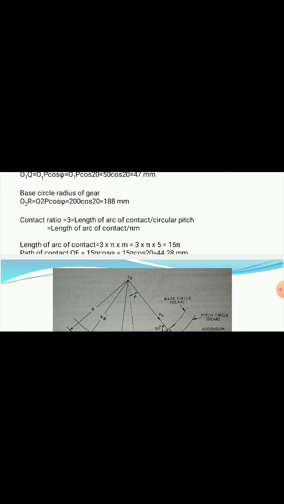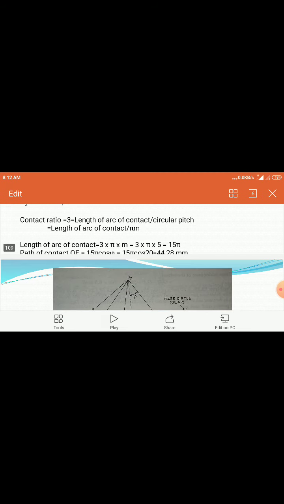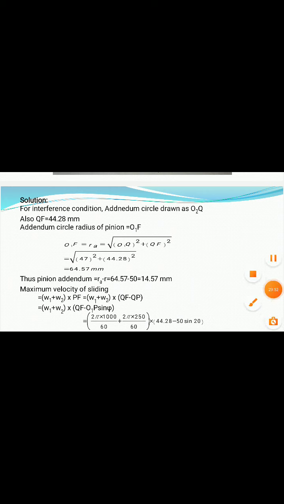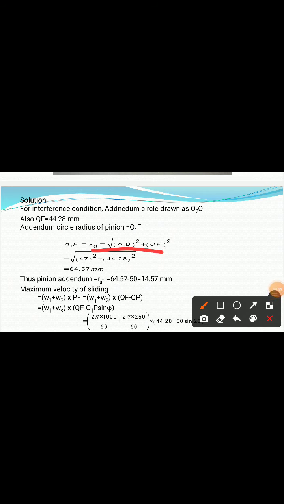So with this we move further and find out this RA value. Now QF is known to you. Again O1Q is known to you. Now put into the formula, and you have to find out this RA value. Similarly, you have to find out the addendum for the gear. Here we find out the addendum for the pinion. Similarly, with a similar approach, we have to find out the addendum for the gear, and these are the asking quantities. Find out the addendum of that particular wheel and pinion.